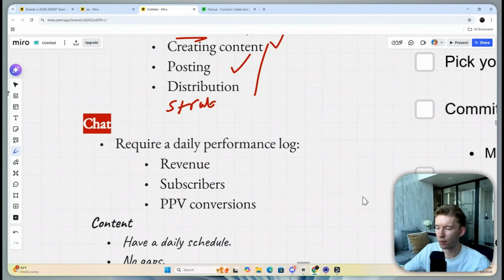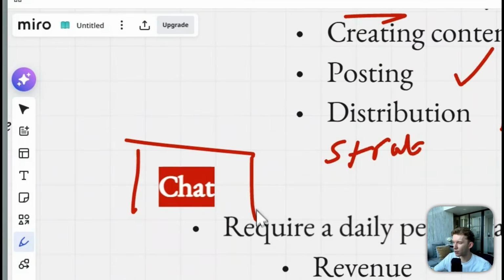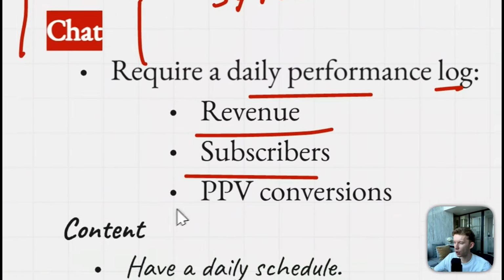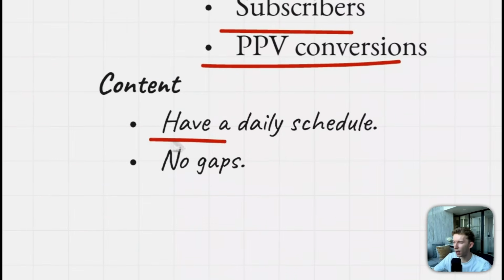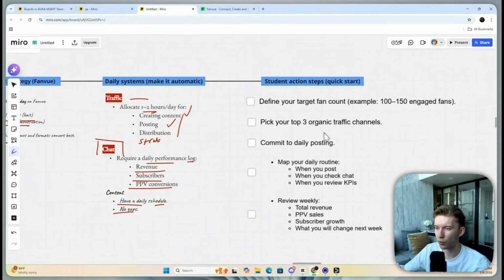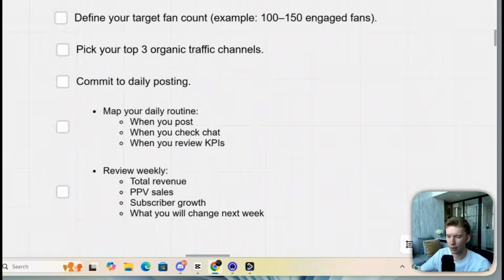We're going to break down some funnels in this as well that you can do. But again, your chat is important as well. This requires, obviously, daily performance logging, tracking revenue, subs, the conversion rate. Have a daily schedule. No gaps in between, boys, all right? This is a real business. As you can see, there's a lot of moving parts within this, okay?